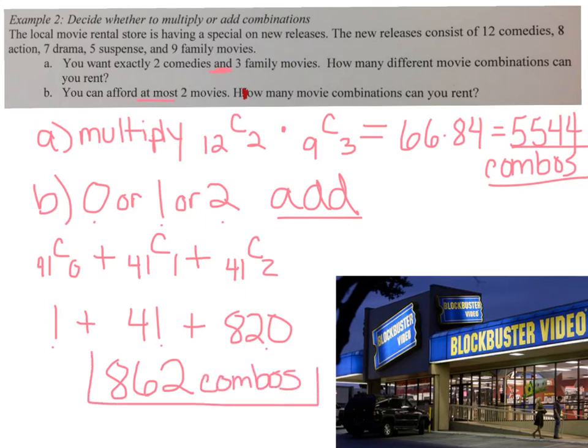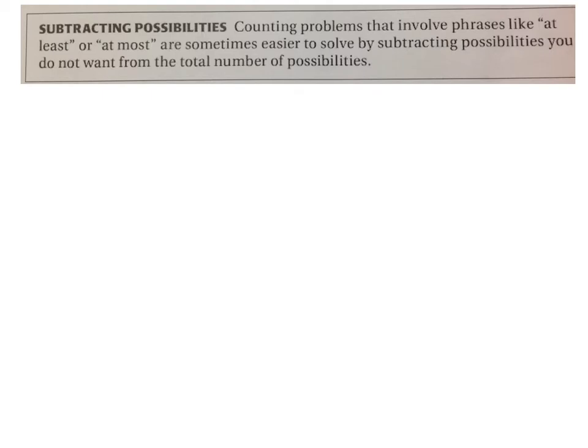So when you have or, you add, and when you have and, you multiply. Make sure you know that. Alright, and the last way we're going to do some combinations is subtracting the possibilities. Counting problems that involve phrases like at least or at most are sometimes easier to solve if we subtract possibilities from the total instead of trying to add up all the different ones.